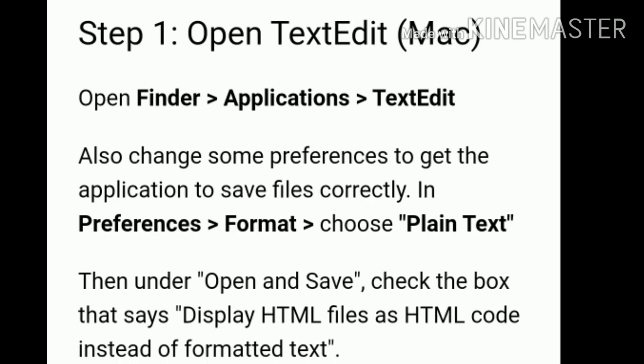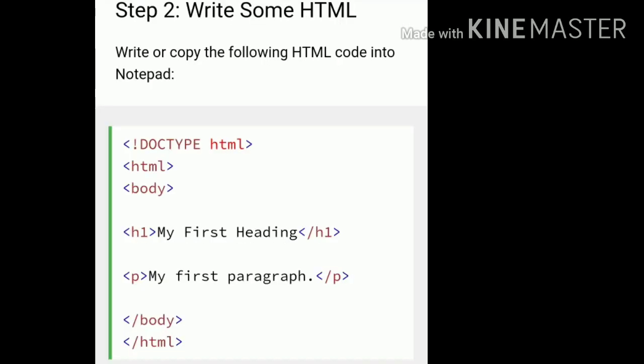Step 2 is the HTML. Write or copy the following HTML code. After opening the page, you can write any program there. For example, a doctype HTML document displays a simple page on the screen. You can write your code.